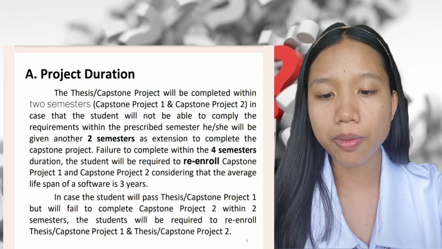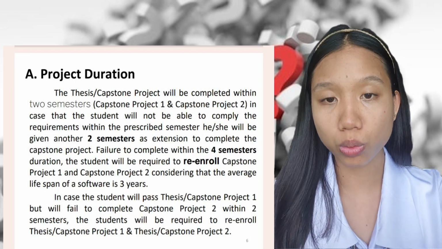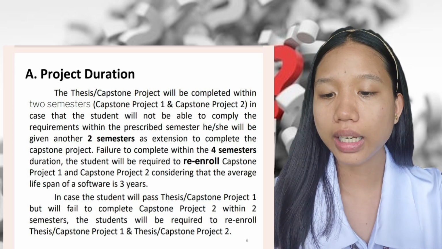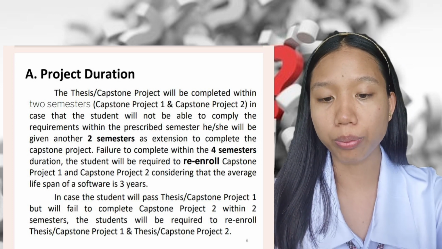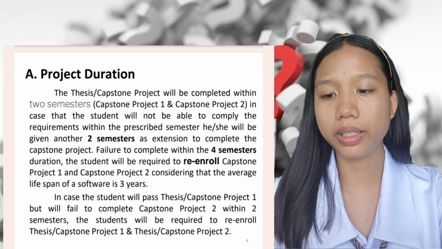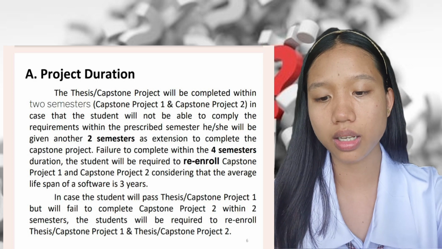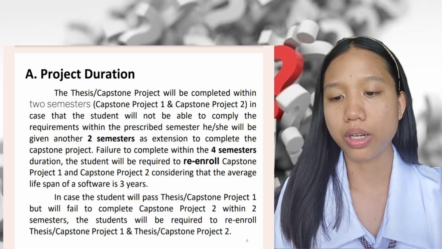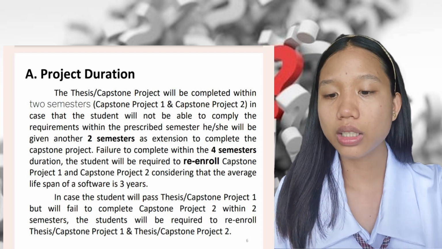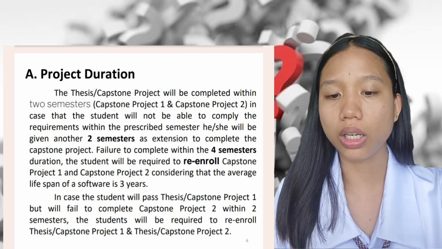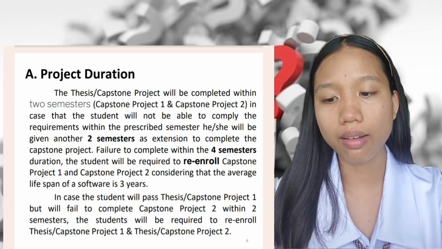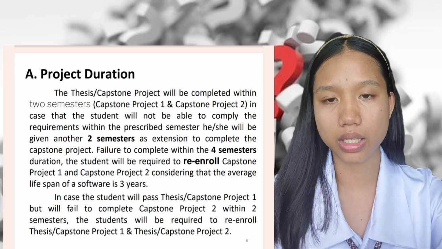The thesis or capstone project will be completed within 2 semesters, Capstone Project 1 and Capstone Project 2. In the case that the student will not be able to comply with the requirements within the prescribed semester, he or she will be given another 2 semesters as extension to complete the capstone project. Failure to complete within the 4 semesters duration, the student will be required to re-enroll Capstone Project 1 and Capstone Project 2, considering that the average lifespan of a software is 3 years.